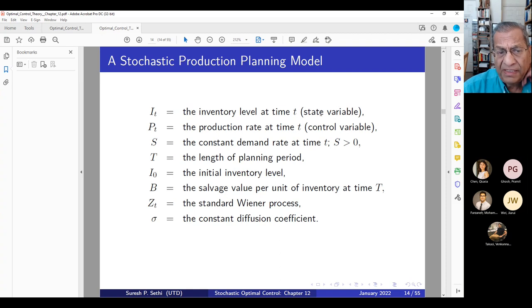I sub t is the inventory level at time t. P sub t is the production rate at time t. If you go back to chapter 6, you will see this same problem in some way. The constant demand rate: I may not have a constant demand rate because I could do more things there. But here, since I'm introducing stochastic problems, I want to simplify some of the stuff so that we don't have too many other issues that are not important at this point, and they can be easily handled. T is the length of the horizon, I0 is the initial inventory level, B is the salvage value per unit at time T, Z is a standard Wiener process, and sigma is the constant diffusion coefficient.